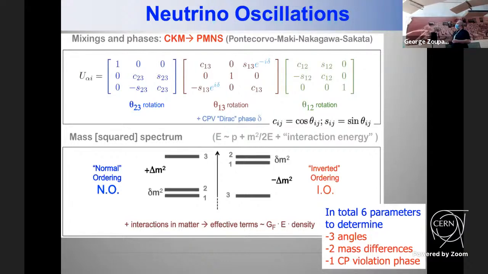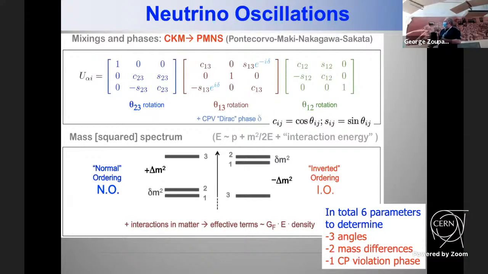Now, for that, it's important that you see this phase sits here, that the S13, so the sine of the 1-3 angle, must be not 0. If that is 0, we are insensitive in the oscillations to the CP violating phase. And for this to act, then we would not be able to measure it through oscillation experiments.